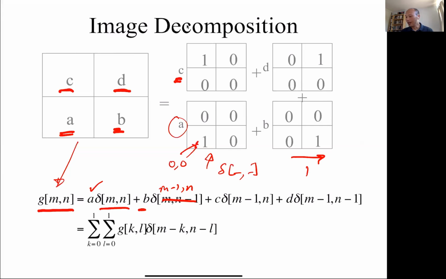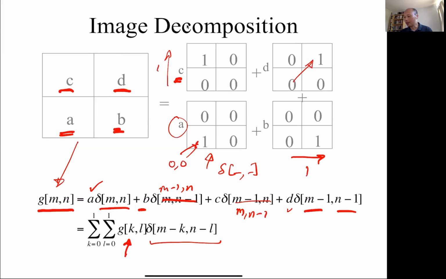Okay. I have the C that's shifted up 1 this way. So this is actually also incorrect. This should be m n minus 1. And this is D, which is shifted both ways. So it's shifted like that. So that's m minus 1, n minus 1. So that looks okay. Right. So basically, at the end of the day, we have all these shifted delta functions, each multiplied by the value.